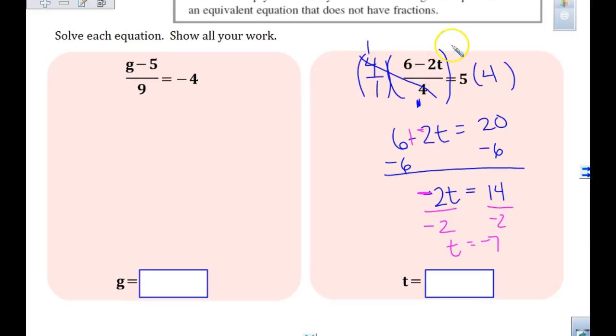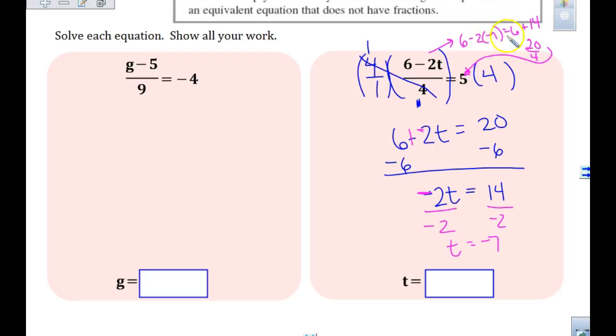We're going to do the check right up above here. I'm going to take 6 minus 2 times -7. What do I get when I take 6 minus 2 times -7? I really get 6 plus 14. Do you agree? 6 plus 14 equals 20. And if I divide 20 by 4, do I get 5?